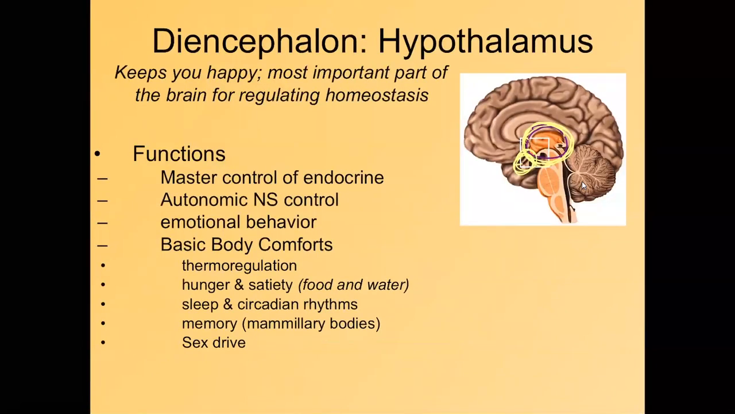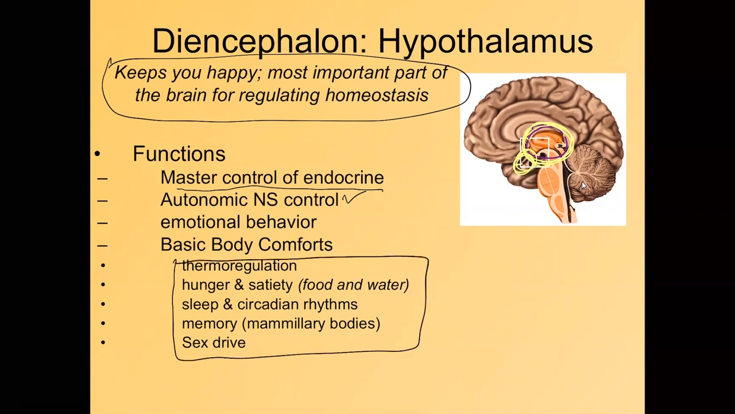So the hypothalamus keeps you happy. It's the most important part of your brain for regulating homeostasis. It's master control of the endocrine system. It's going to control the autonomic nervous system and help regulate emotional behavior. All of these things that are listed here, and you guys can read them, are going to be regulated by the hypothalamus. So are you hot? Are you hungry? Are you thirsty? Are you sleeping? Can you remember? And libido, sex drive.